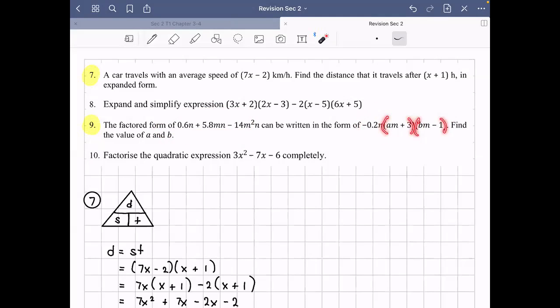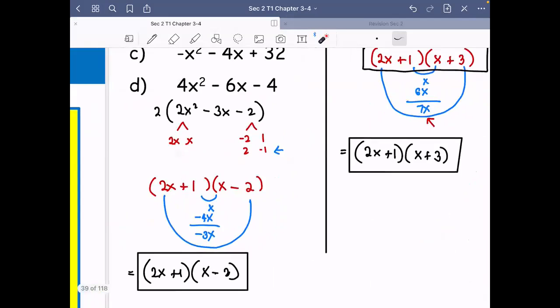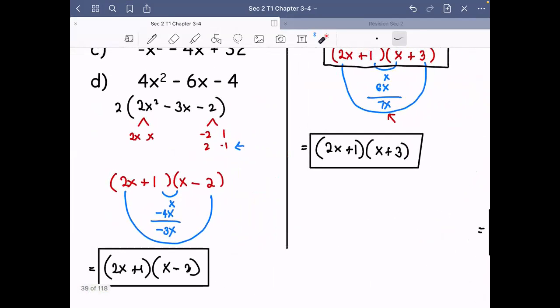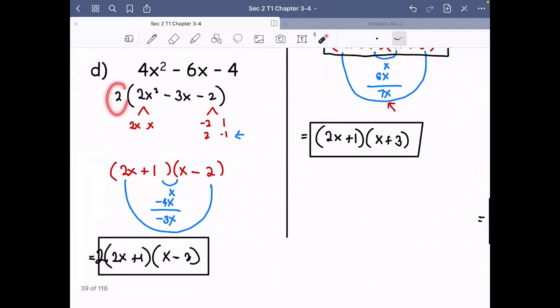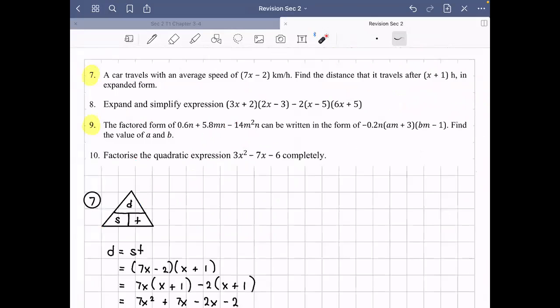If you remember this question again from yesterday, from letter D, you see this. You have this 2 here outside. That's why you need to pull out 2. Now from this question here, class, it's already given. So we need just to divide 0.6 by negative 0.2, 5.8 divided by negative 0.2n, and then negative 14 m squared n divided by 0.2n.